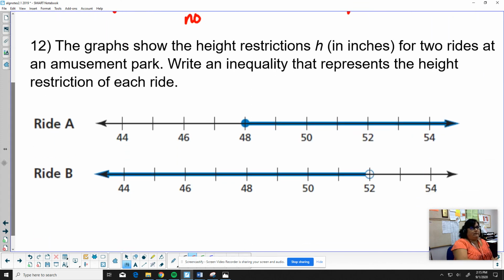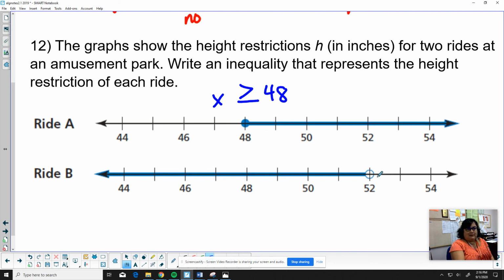Let's look at number 12. It says the graph shows the height restrictions h in inches for 2 rides at an amusement park. Write an inequality that represents the height restrictions of each ride. So it looks like on ride A, 48 inches is the cutoff. And you can be 48 inches because it has it colored in. So it's 48 inches or bigger. So that would be greater than or equal to.